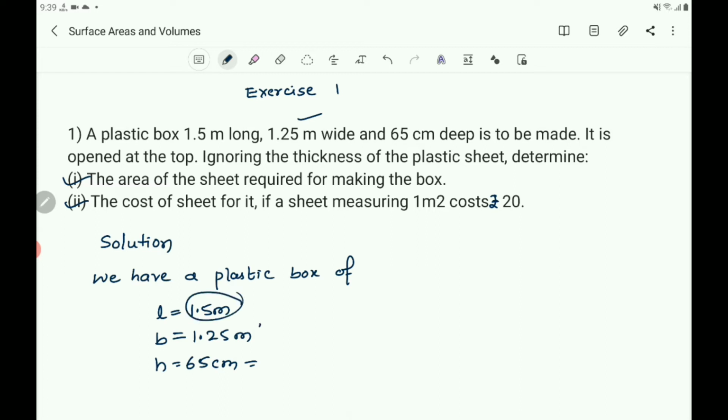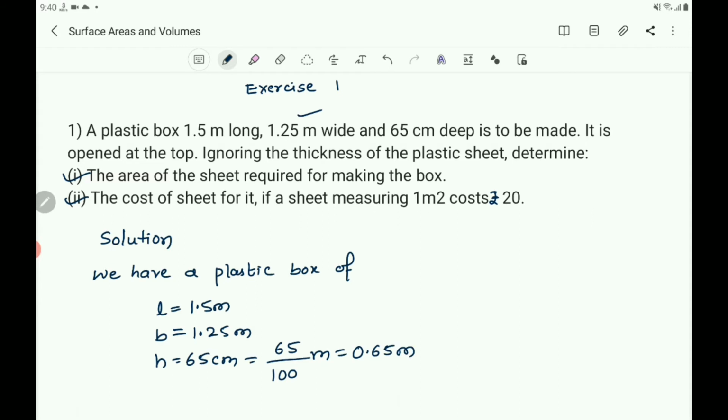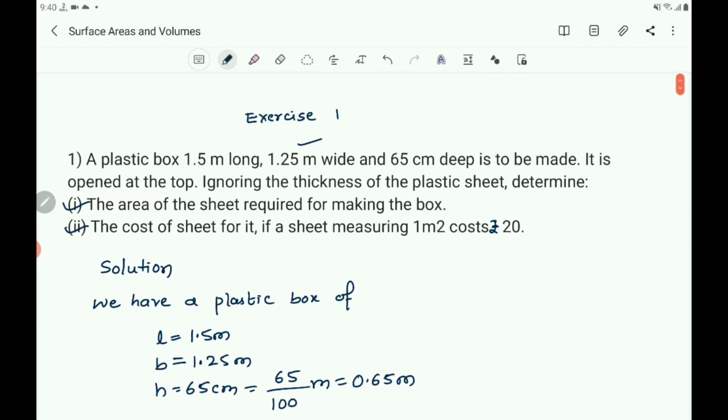Here the length and breadth are in meters, so you convert this centimeter to meter. How will you convert centimeter to meter? You know that 100 centimeter equals 1 meter, so you divide it by 100. That becomes 0.65 meter.